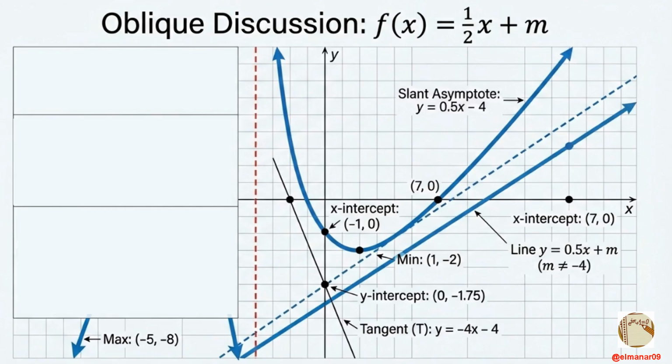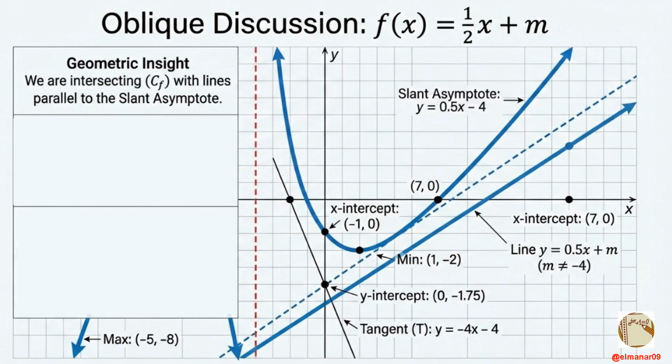Geometric insight, the big picture. Check out this graph I've got for you. You see that beautiful blue curve, c of x? That's our function. And you see that dashed line cutting through? That's the slant asymptote, y equals 0.5x minus 4. Our mission is to see where the lines y equals 0.5x plus m hit our curve. Since the slope is the same as the asymptote, these lines are all parallel to it. It's like we're scanning the entire graph with a ruler held at that specific angle.